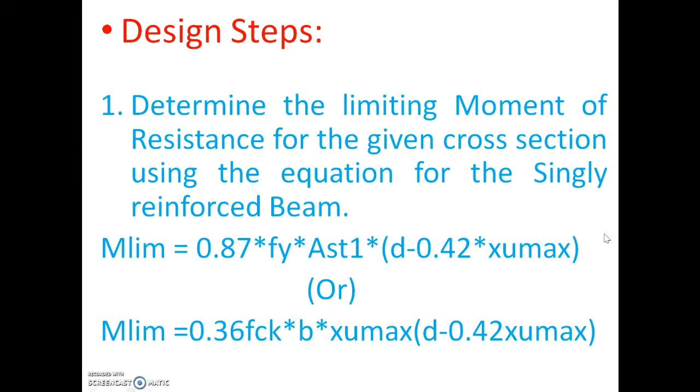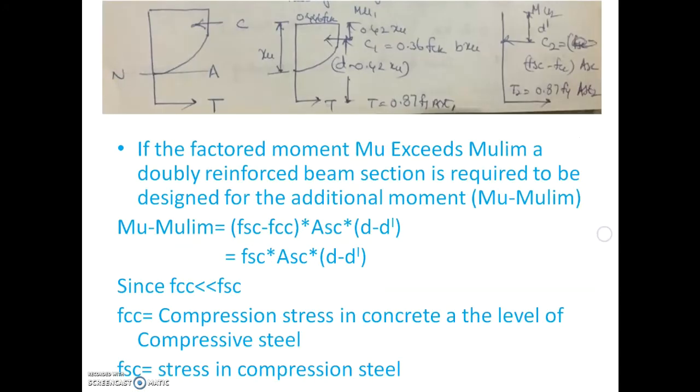After getting the limiting moment of resistance value, we have to compare it with the Mu value. If Mu exceeds the Mu limiting value, the doubly reinforced beam section is required to be designed for the additional moment. In the previous singly reinforced beam cases, we got Mu less than Mu limiting, which is an under-reinforced section. But in this case, Mu is greater than Mu limiting, so we will get a doubly reinforced beam section here.